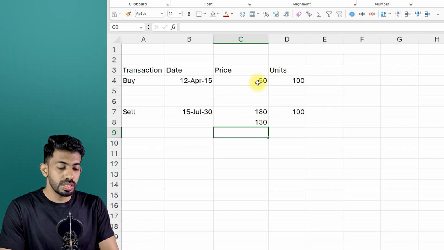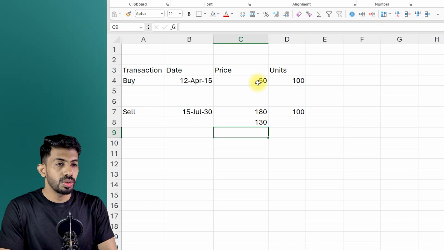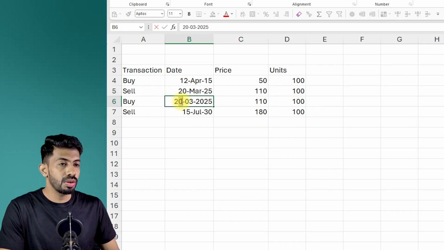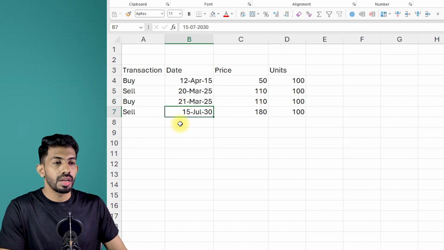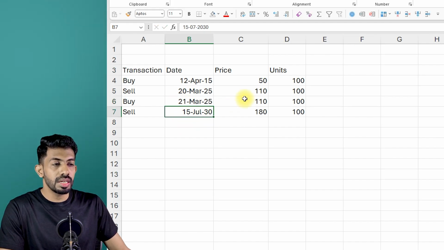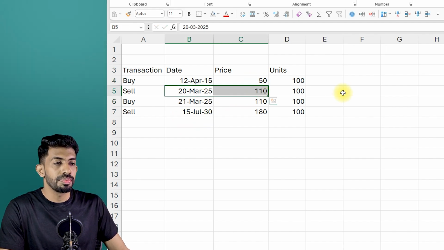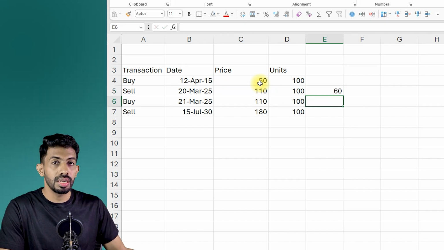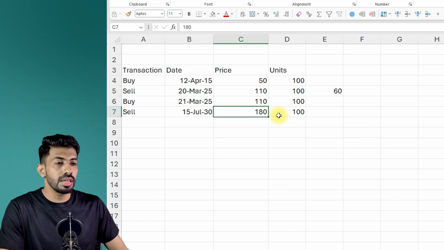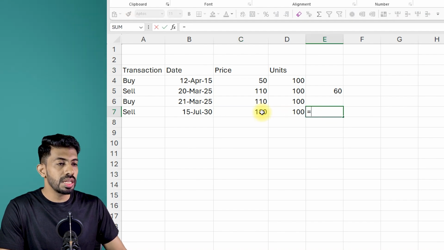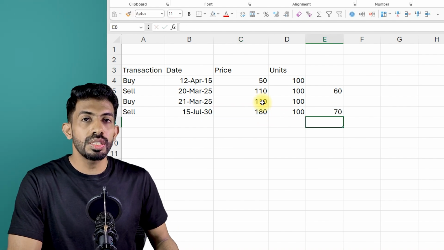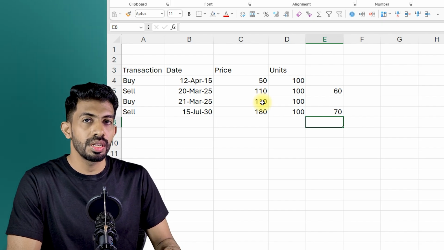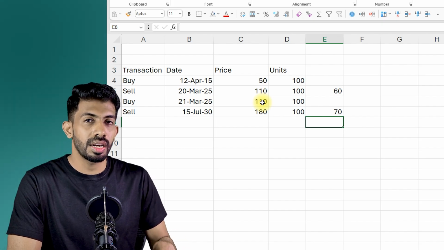So what you need to do instead is execute the trades on two different dates. Instead of buying and selling on the same day, you can buy on one day and sell on the other day. Now what would happen is that these units will be considered to be sold on this day, and hence a profit of 60 per share will get recorded in 2025. And in 2030, when you sell these units, the remaining 70 rupees will get recorded. So this way you will be able to split the profit across the years and benefit from it. So you need to be careful not to do intraday transactions.